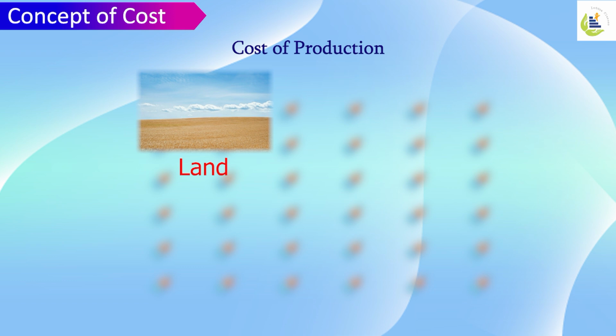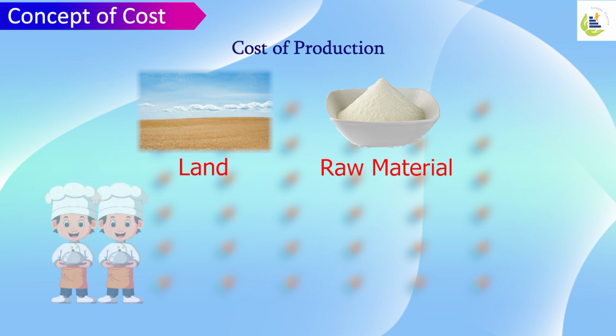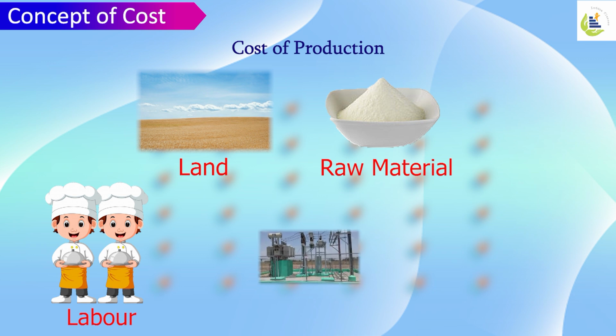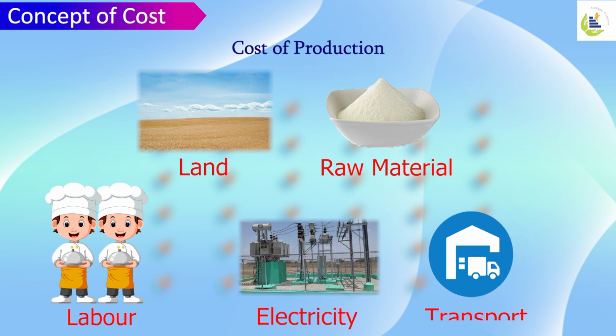Then, for making the bread, I need raw material. So that dough, that flour, I need to pay for that. Similarly, I have to employ employees to make it, to serve it, to sell it. So that will include labor cost. I'll have electrification. I'll have transport costs. So all those prices, when added up, give me the cost of production.